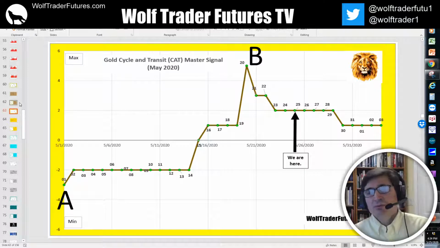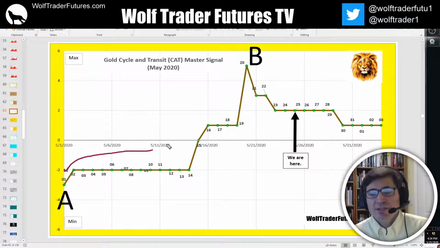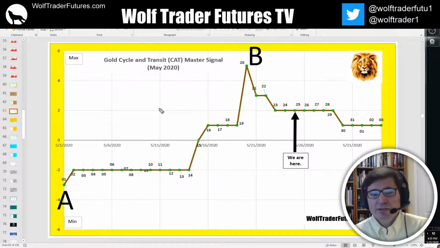This is gold. Gold really just had one big run up for the month on the chart. So gold went like this, shot up at B on the 20th. It made a peak, and then it's just going down again. So it was a very simple chart. It can go up when it's running flat. If it's in a buy, it's still in the buy here, and then there's the top there on the 20th.